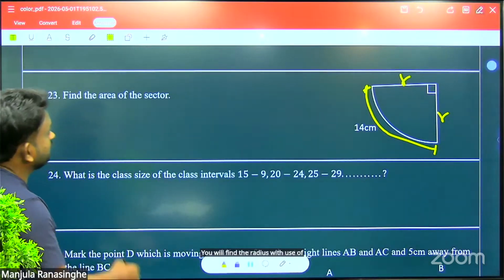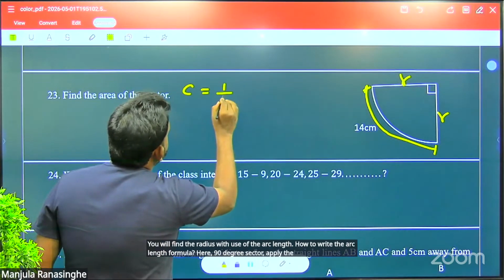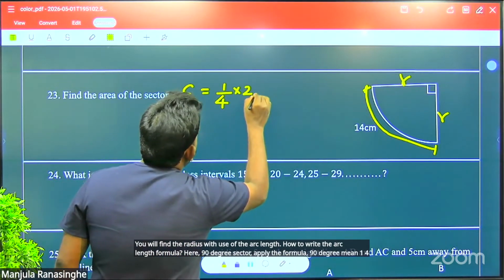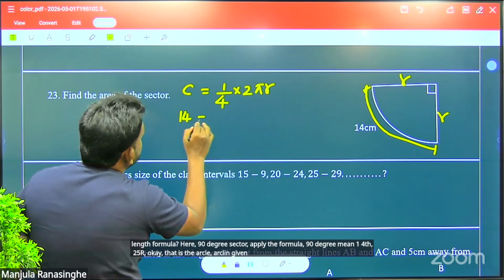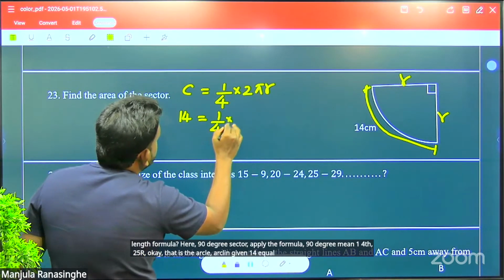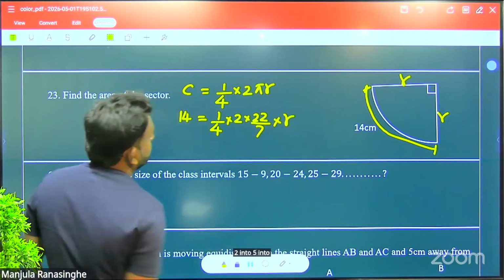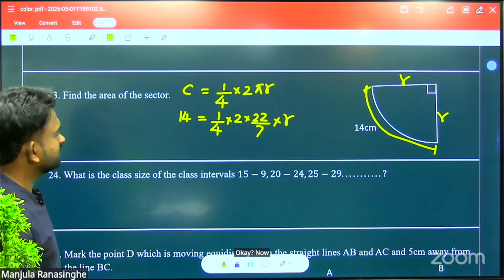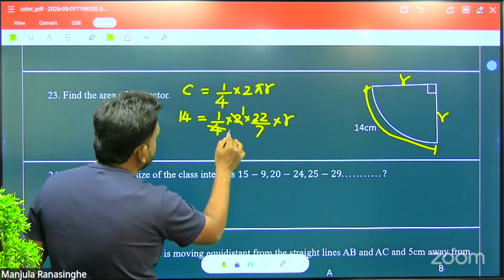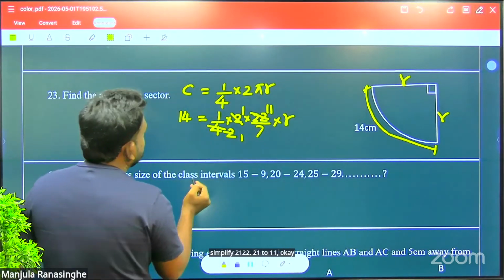How to write the arc length formula? Here it is a 90 degree sector, so apply the formula. 90 degrees means 1/4 of 2πR. Okay, that is the arc length. Arc length given is 14, equal to 1/4 times 2 times π times R. Right. Okay. Now simplify. 2 1 2 2 2 1 2 11.